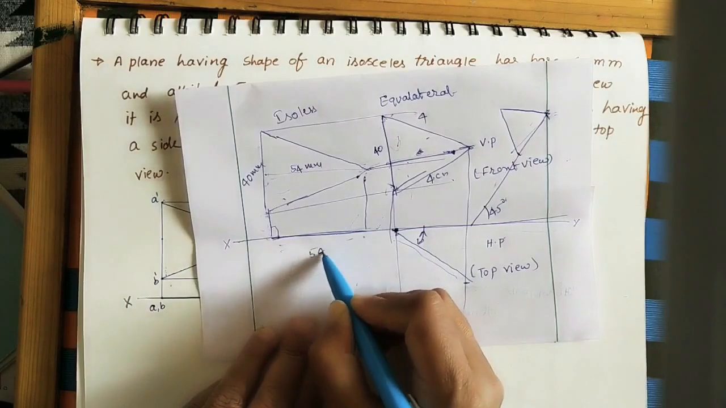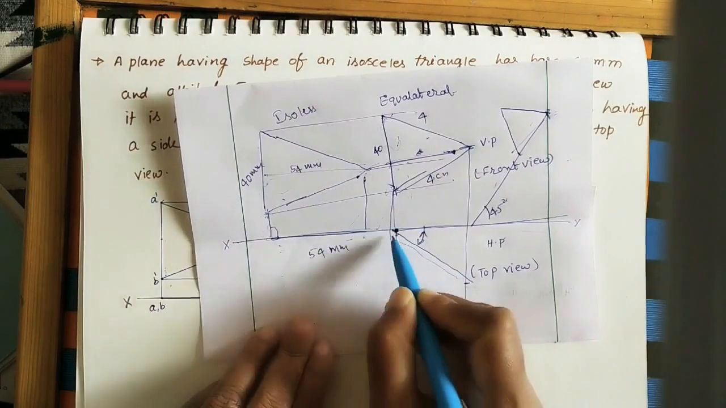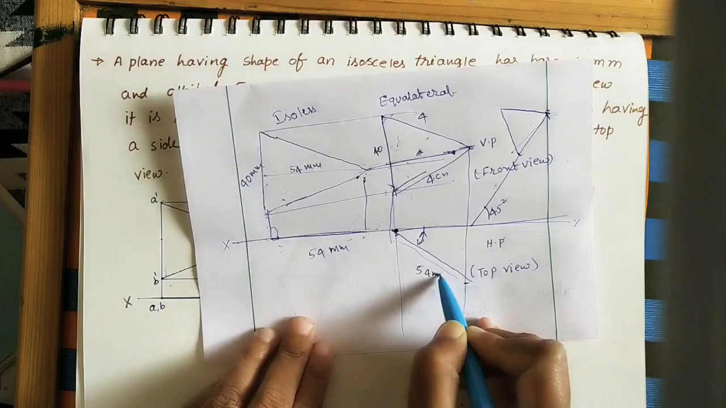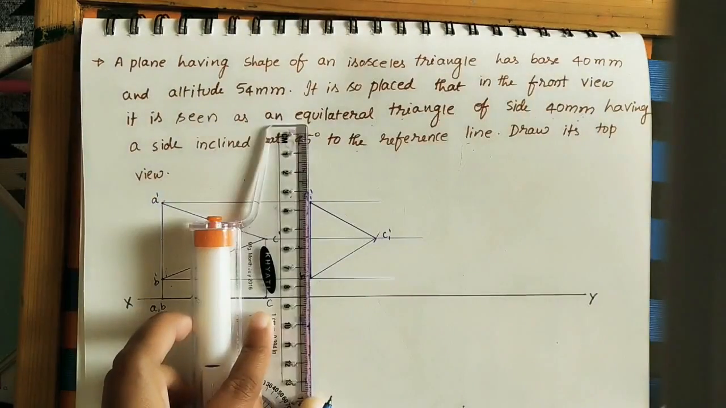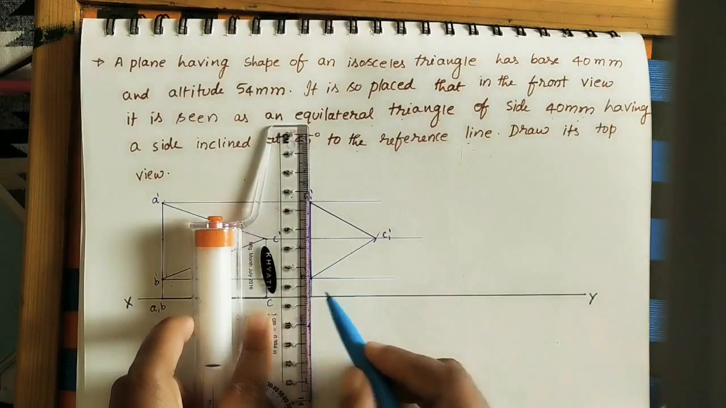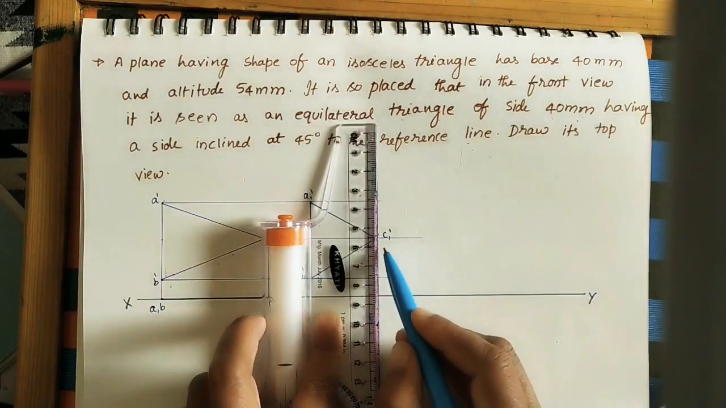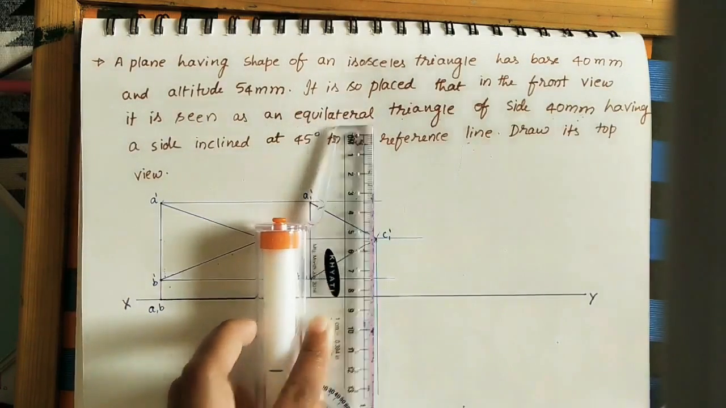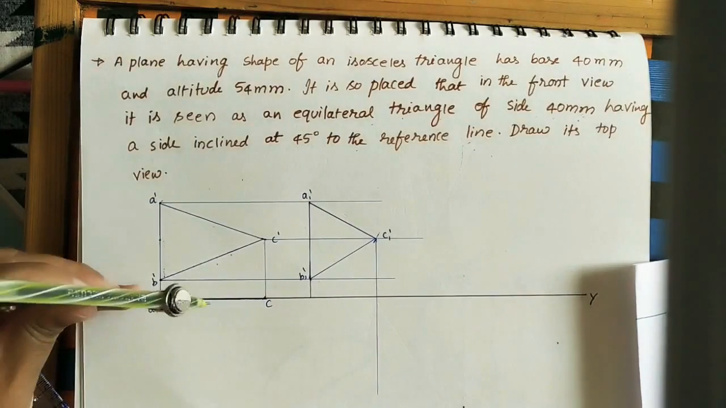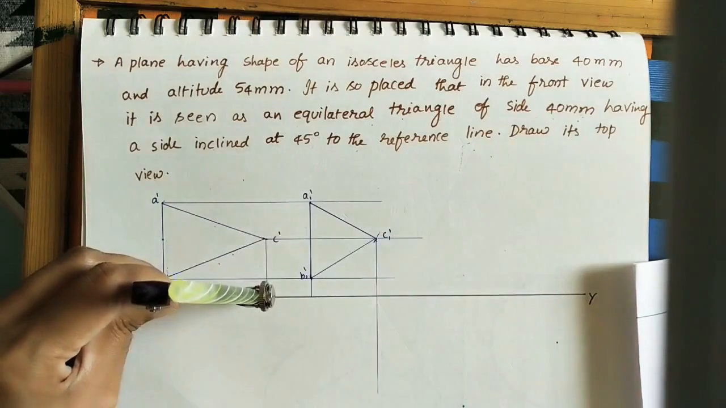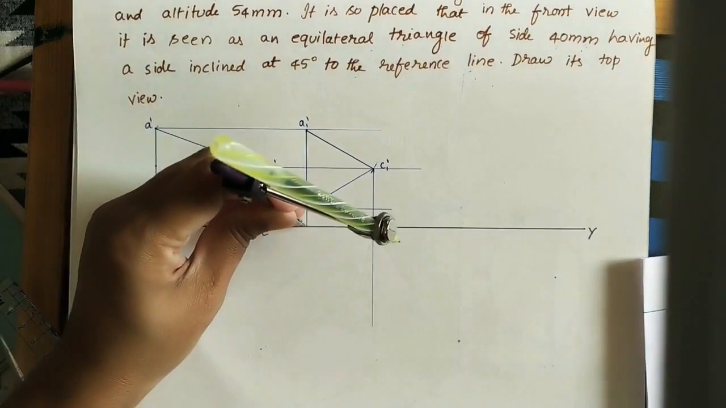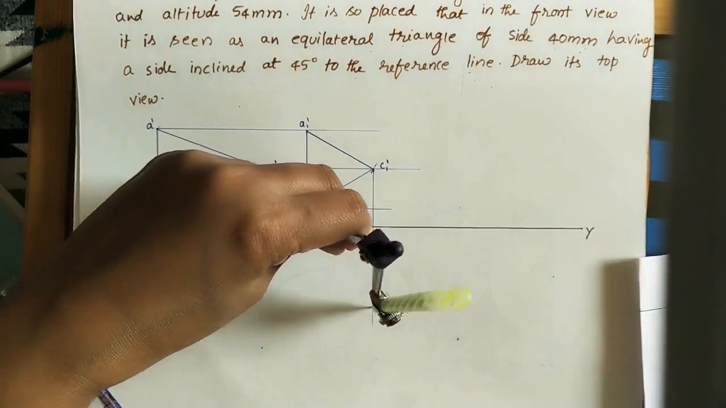Okay, this is 54 mm. This is also 54 mm. But it is inclined at some angle. First do the projector lines. Do the reference line here, up to XY, up to some length. Doing the projector lines, take this length and here mark this point as the center.